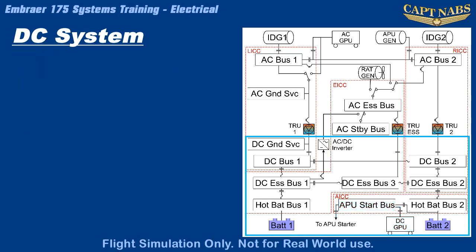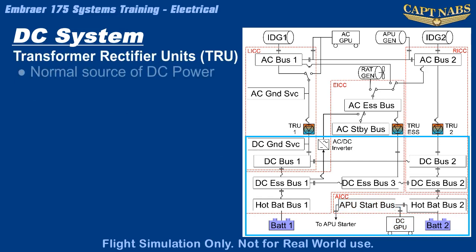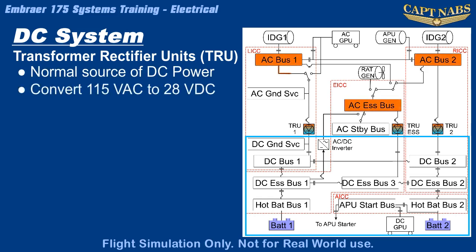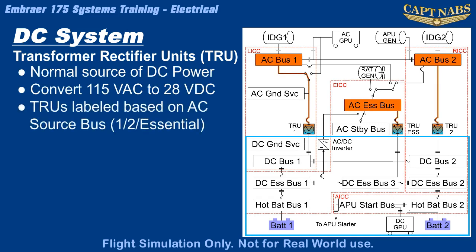The transformer rectifier units, or TRUs, are the normal source of DC power on board the aircraft. The TRUs convert 115-volt AC power to 28-volt DC power. The 3 TRUs are labeled number 1, number 2, and essential, and all are identical but are connected to different circuits. Each is capable of supplying up to 300 amps to their respective DC bus and other connected buses.